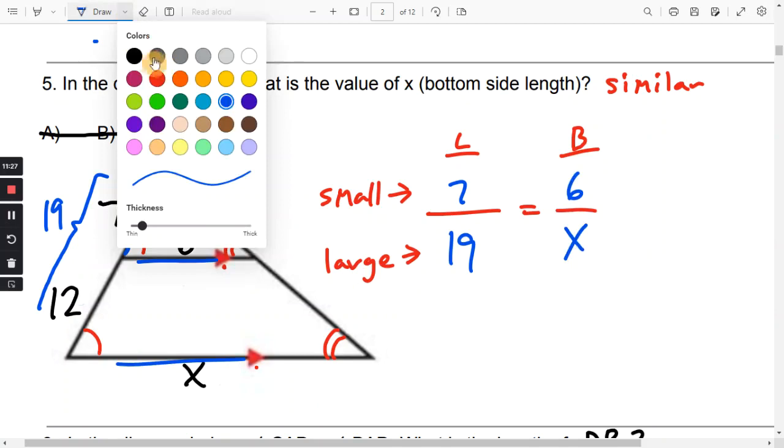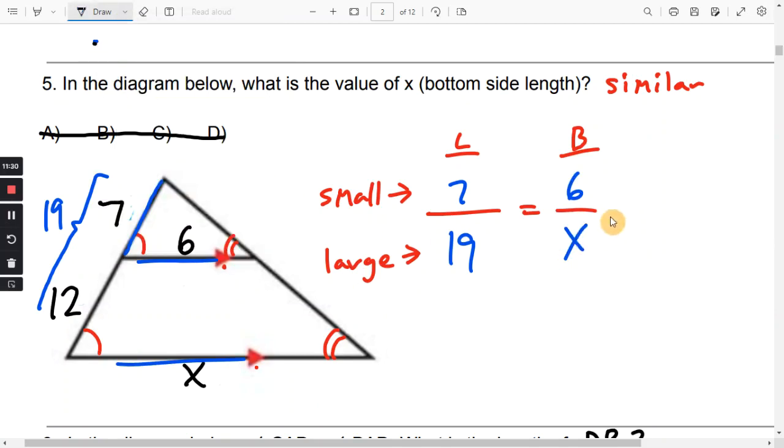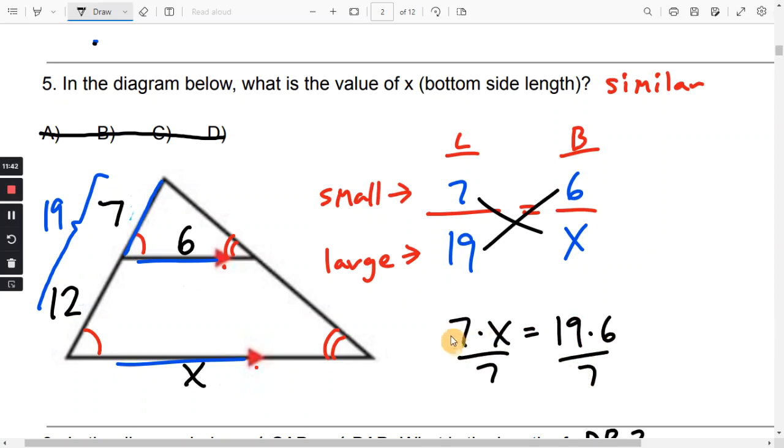And now, once you're set up, we're in business. Cross multiply, top times bottom is 7 times x. Bottom times top is 19 times 6. The opposite of times 7 is divided by 7. Cancels here. 19 times 6 divided by 7. And that's 16.3, rounded off.